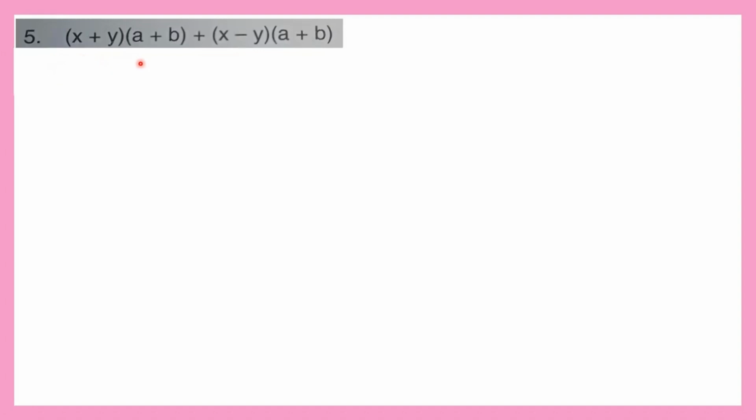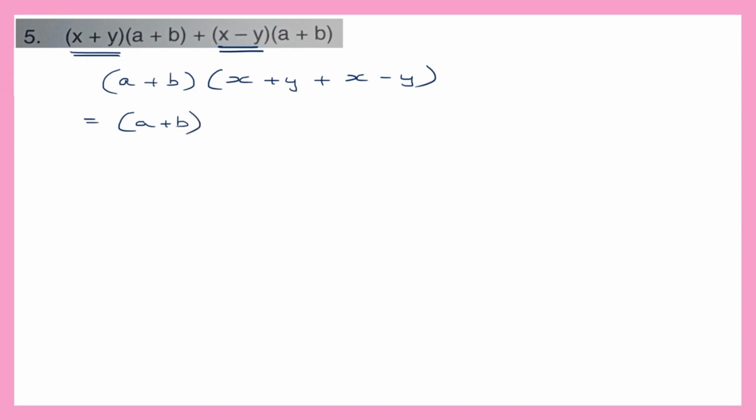Question 5. x plus y into a plus b plus x minus y into a plus b. So it's very clear that a plus b is common. So let's take a plus b outside. Okay, and in brackets here what do we have? We have x plus y plus x minus y. So this will be a plus b into, now let's simplify this. x plus x will give us 2x. And then when you look at the y's, you have plus y minus y, which will get cancelled. So we have a plus b 2x, or we can write this as 2x into a plus b. So this is our answer.